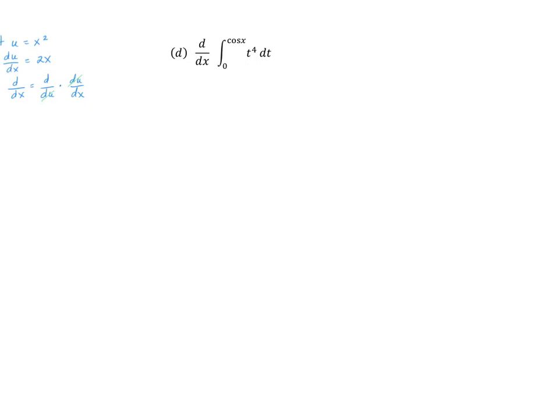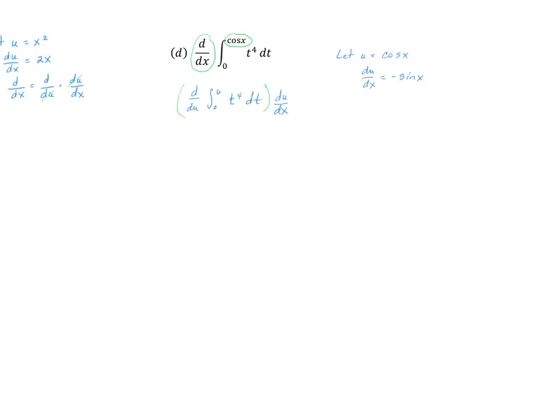Again, I have a problem here. This is not x. The upper limit of integration is cosine of x. So I'm going to let u equal cosine of x. And then my du dx is going to be equal to negative sine of x. Now I'm going to replace this d over dx with d over du of the integral from 0 to u of t to the 4 dt, and then this would be the du over dx.